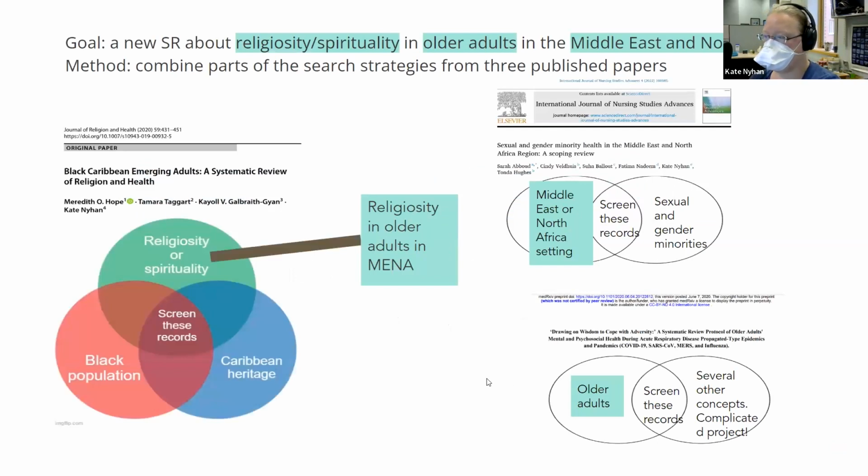I could start with the religiosity and spirituality search terms from this HOPE paper, a systematic review of religion and health in a particular population. To that, I could add search terms for the MENA setting from the Abood paper. And I'll add a third concept, the older adult population, using a search strategy from this preprint about older adults' health during pandemics.